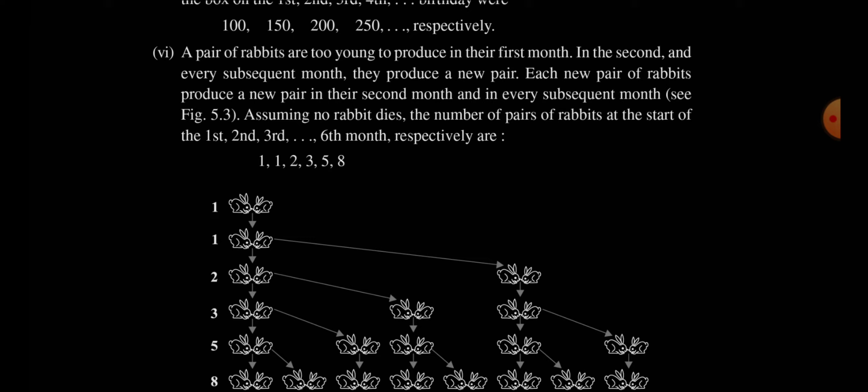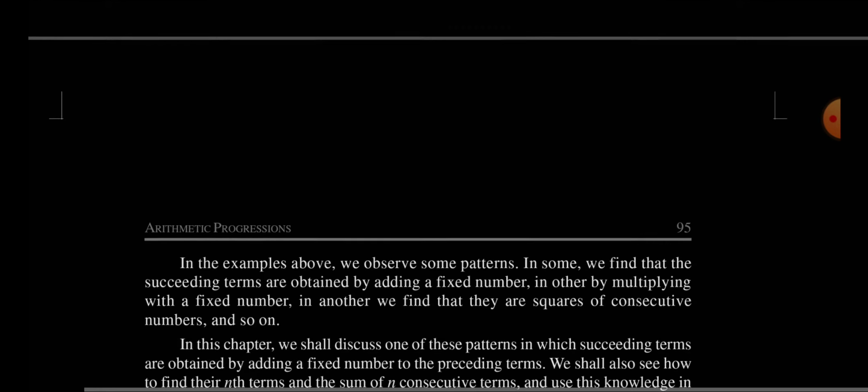Number 6. A pair of rabbits are too young to produce in their first month. In the second and every subsequent month they produce a new pair. Each new pair of rabbits produces a new pair in their second month and in every subsequent month. See figure 5.3. Assuming no rabbit dies, the number of pairs of rabbits at the start of the first, second, third up to sixth month respectively are 1, 1, 2, 3, 5, 8.